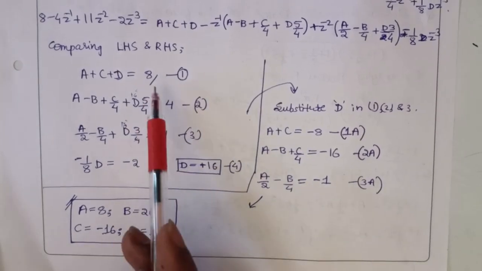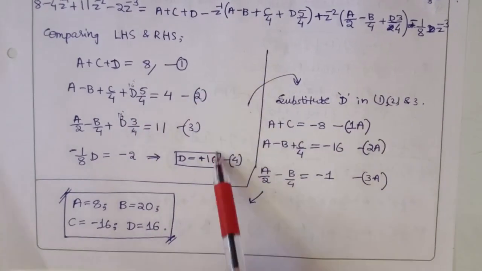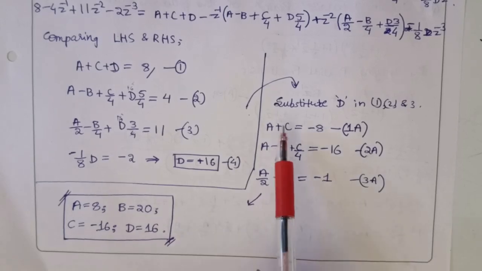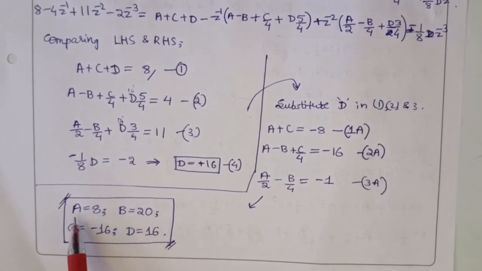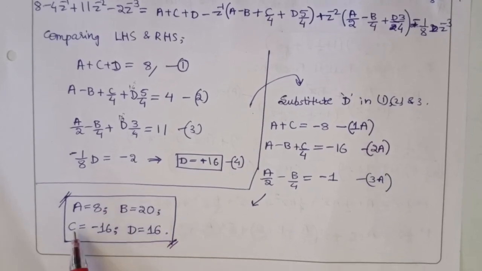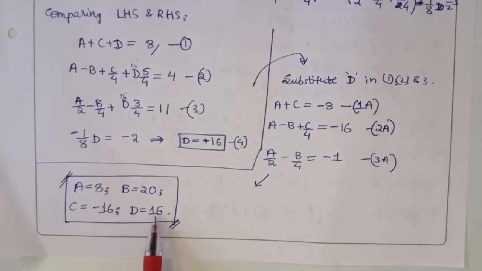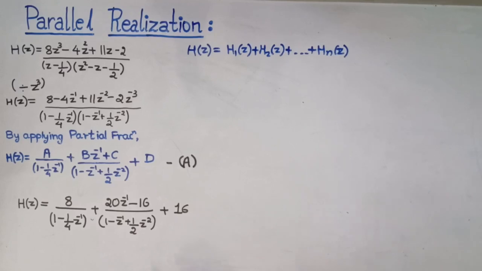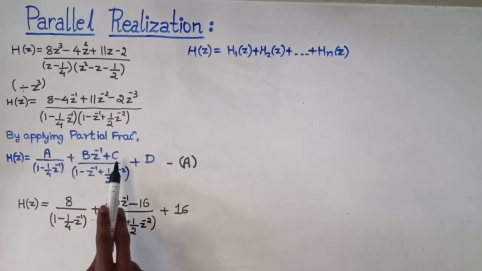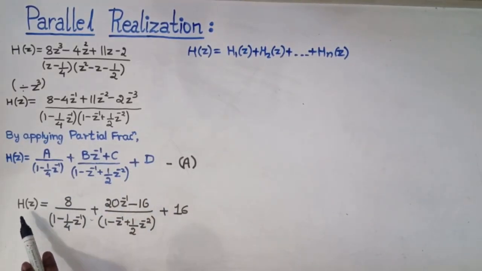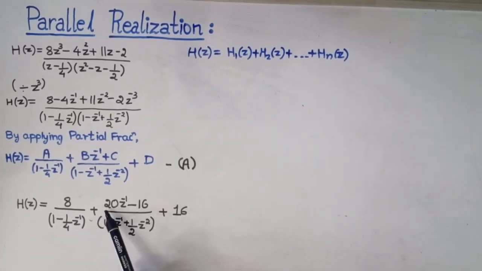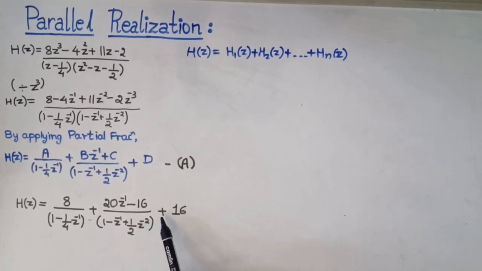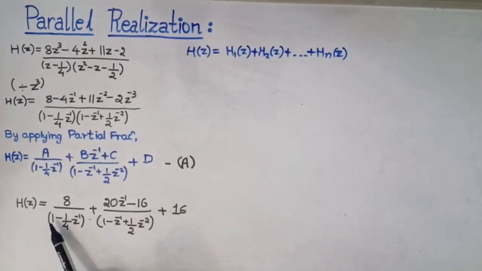Substituting the value of D in equations 1, 2 and 3, our 4 equations get reduced to the remaining 3 equations. Solving these equations using the calculator, we get A = 8, B = 20, C = -16 and D = 16. Substituting the values of A, B, C and D in the equation, we get H(z) = 8 / (1 - 1/4 z^-1) + (20 z^-1 - 16) / (1 - z^-1 + 1/2 z^-2) + 16. This is our H(z).